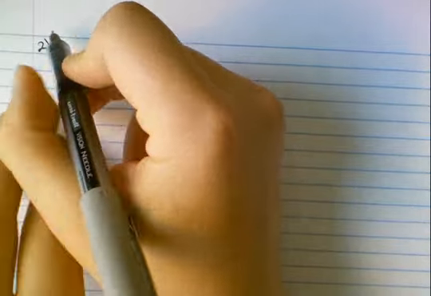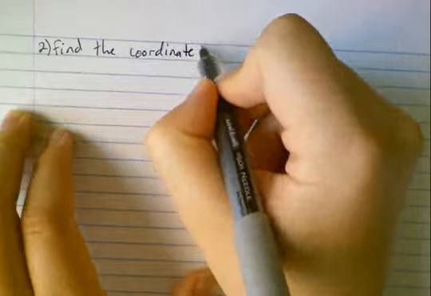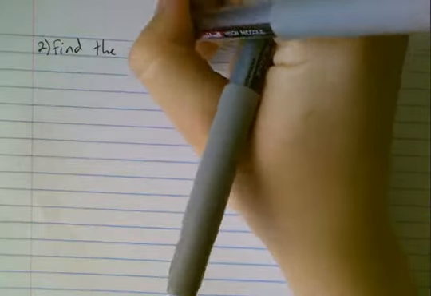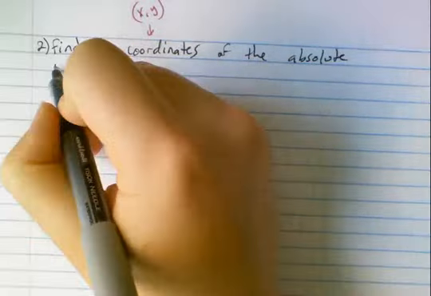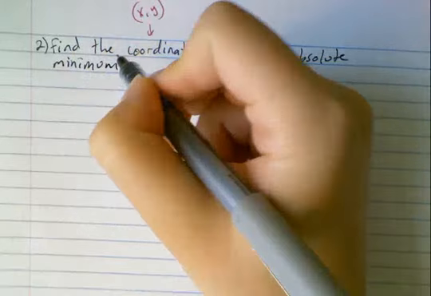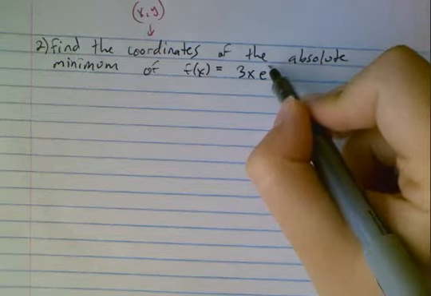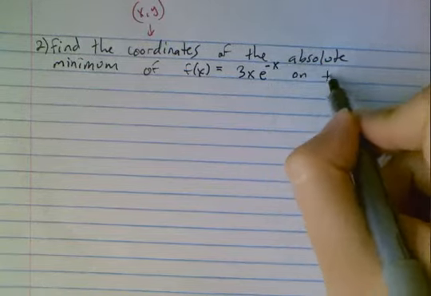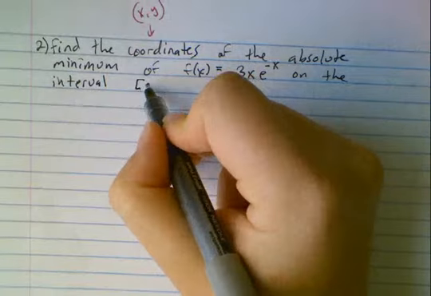Let's do another one of these for practice. Find the coordinates, so that's x and y, of the absolute minimum of f of x equals 3x times e to the -x on the interval 0 to 2.